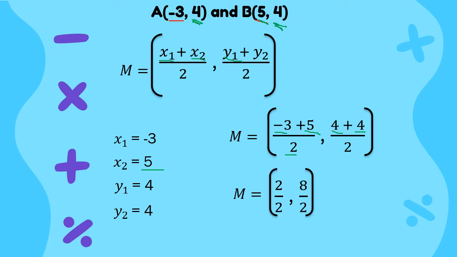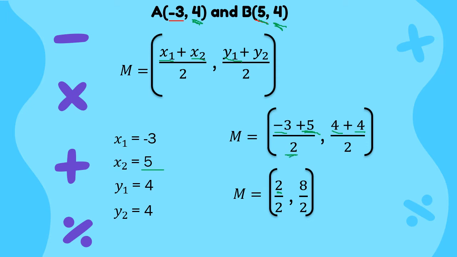So we have -3 plus 5. Since we have different signs, we're going to subtract. 5 minus 3 is 2, and it is positive since 5 is greater than 3, and the sign of 5 is positive. So we have 2 divided by 2.